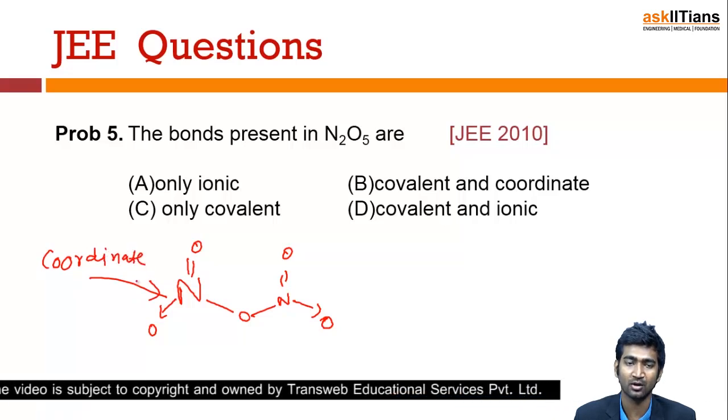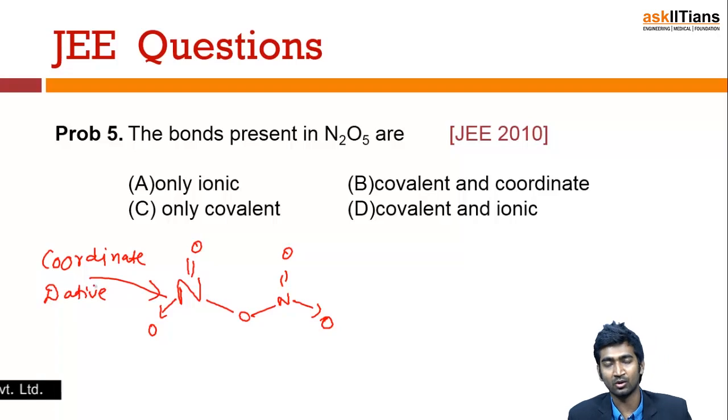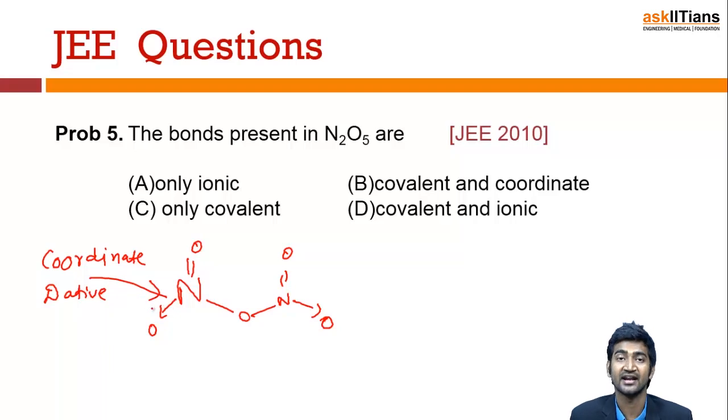You know the concept of dative bond and coordinate bond now: only one of the atoms gives its electron to the other. Shares means not giving totally. If I say give, that means ionic bond. It is actually sharing, but sharing only from one side, not from both sides. So that is a coordinate or dative bond, and these are all the covalent bonds. So obviously for this the correct option will be covalent and coordinate. So B will be the correct answer for this.